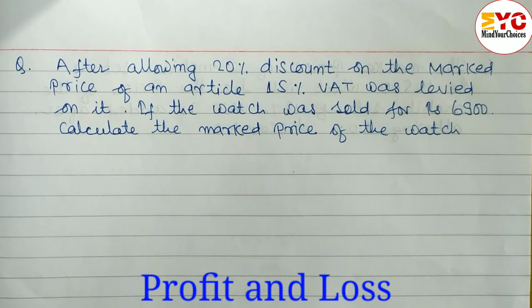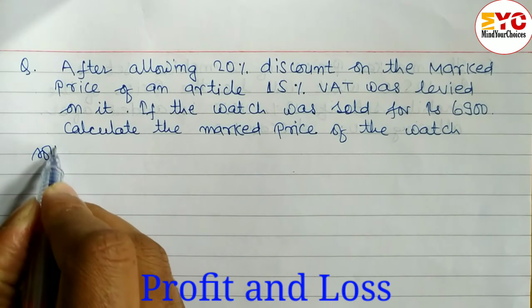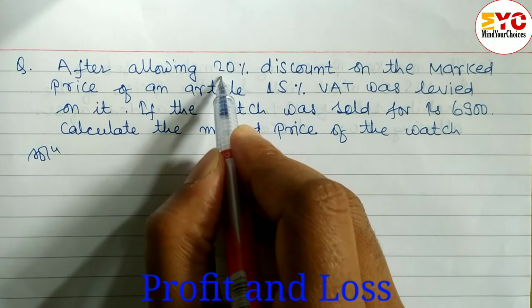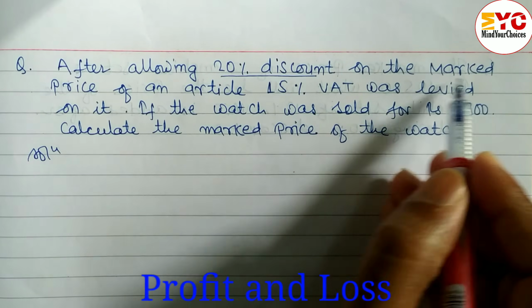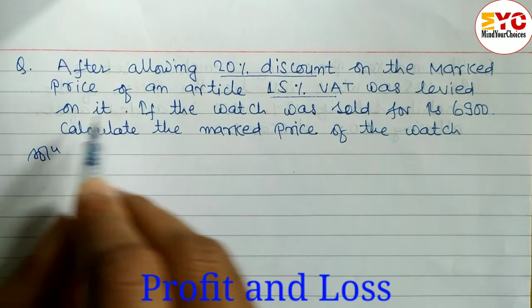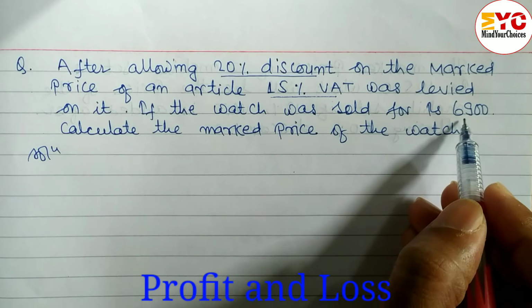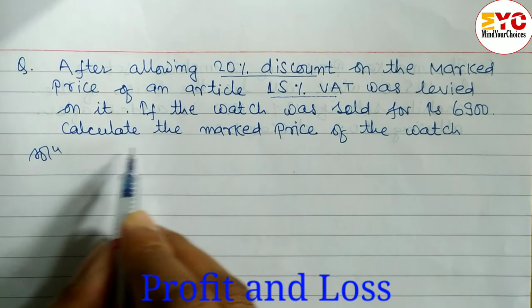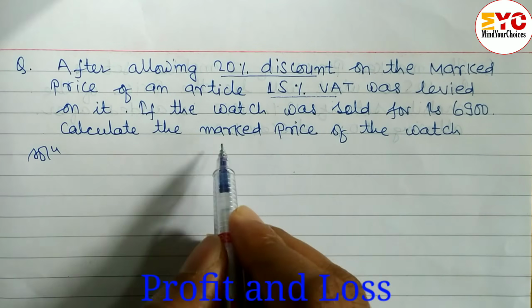This question is taken from Profit and Loss from the Class 8 BLE question bank. You can see here, after allowing a 20% discount on the mark price of an article, 15% VAT was levied on it. If the watch was sold for rupees 6,900, calculate the mark price of the watch. What do we have to find out?